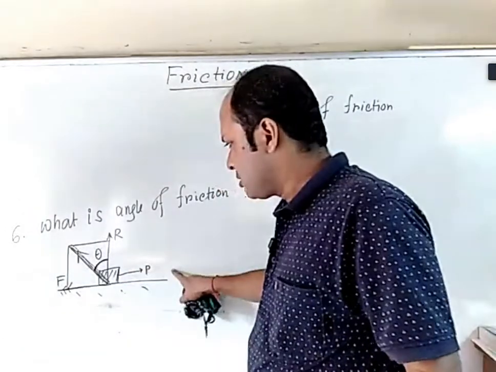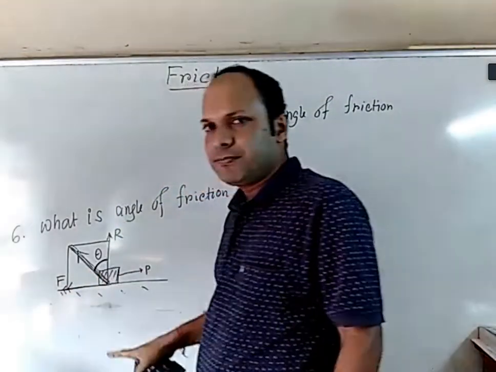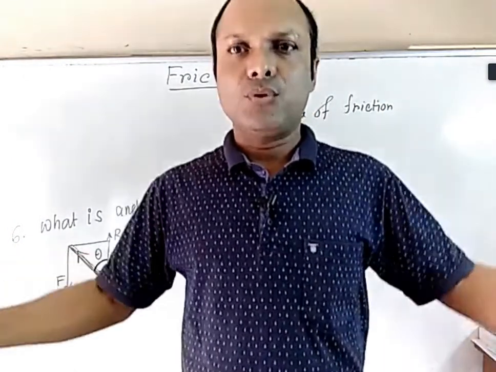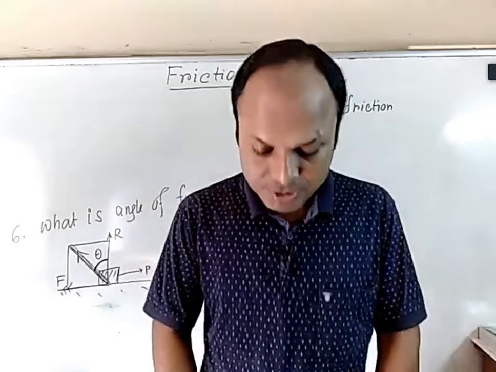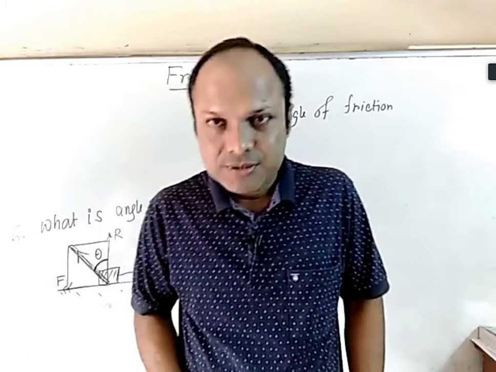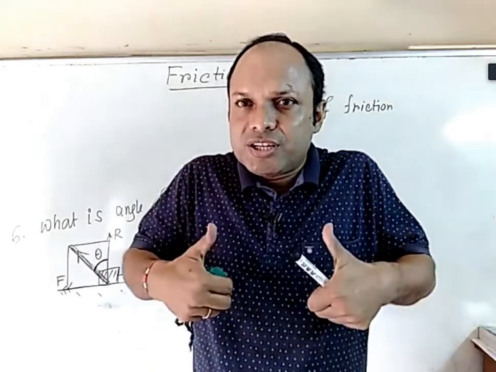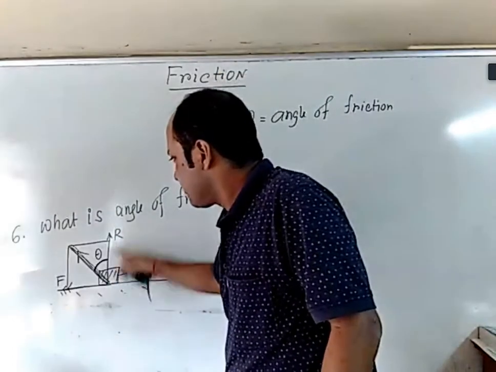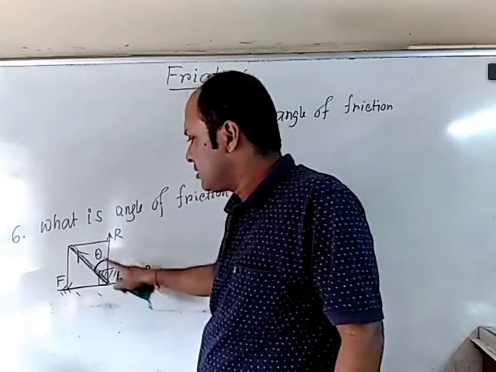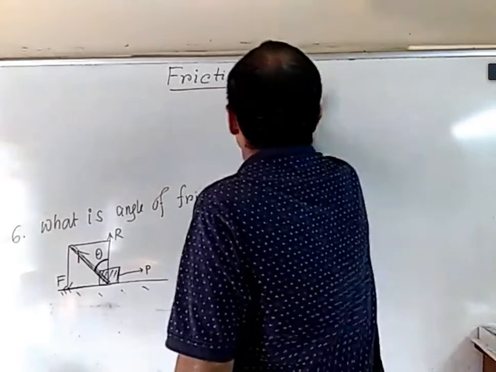Applied force, opposite direction, there is a frictional force, and normal reaction is there. I'm standing here, so I'm applying a force with the bottom of my foot on the surface. There is a normal reaction in the opposite direction. The frictional force and normal reaction will give a particular resultant. That resultant inclines with the normal reaction, which gives you the angle of friction.